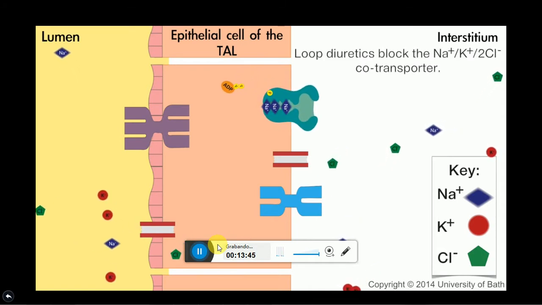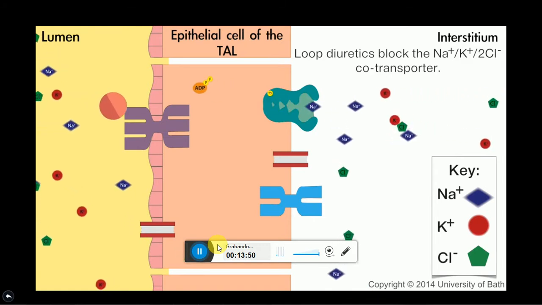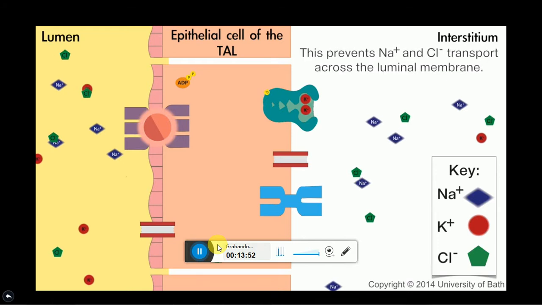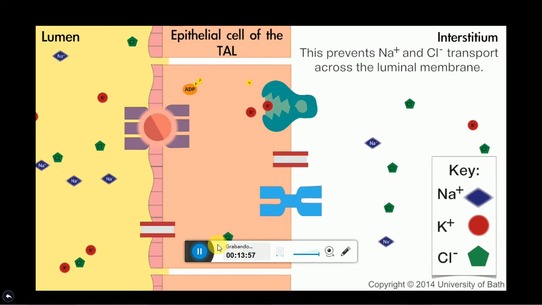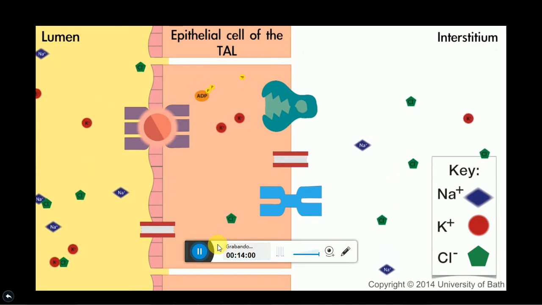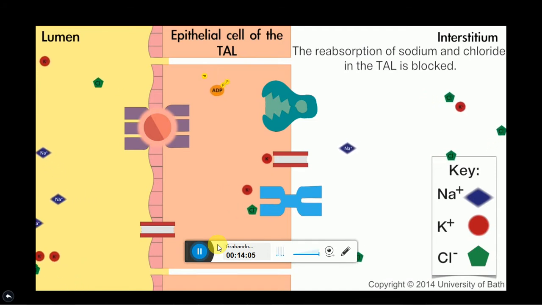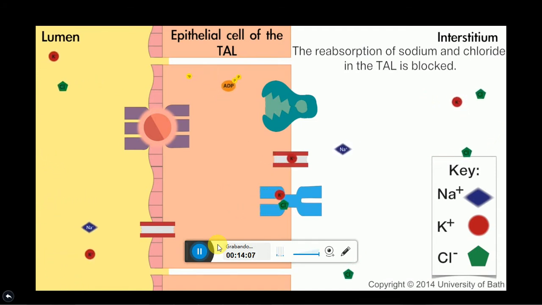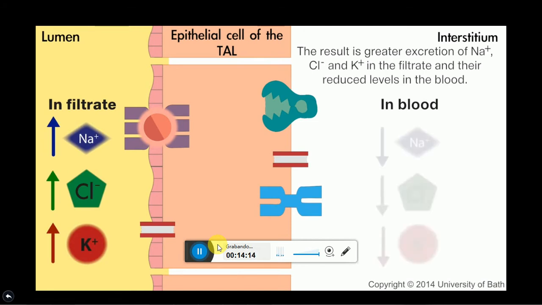Loop diuretics block the sodium-potassium-chloride cotransporter. This prevents sodium and chloride transport across the luminal membrane. The reabsorption of sodium and chloride in the thick ascending limb is blocked. The result is greater excretion of sodium, chloride, and potassium in the filtrate and their reduced levels in the blood.